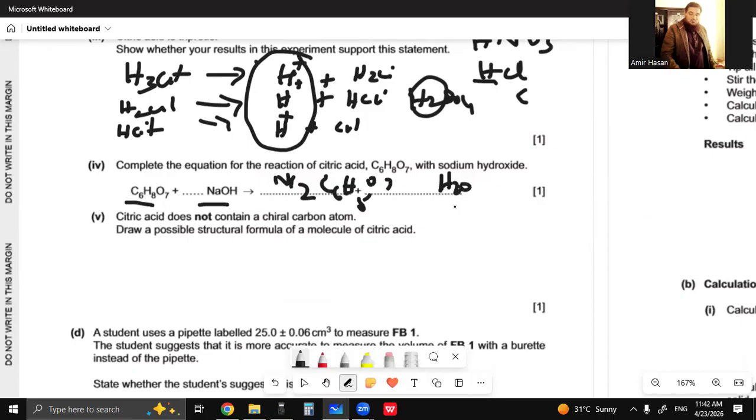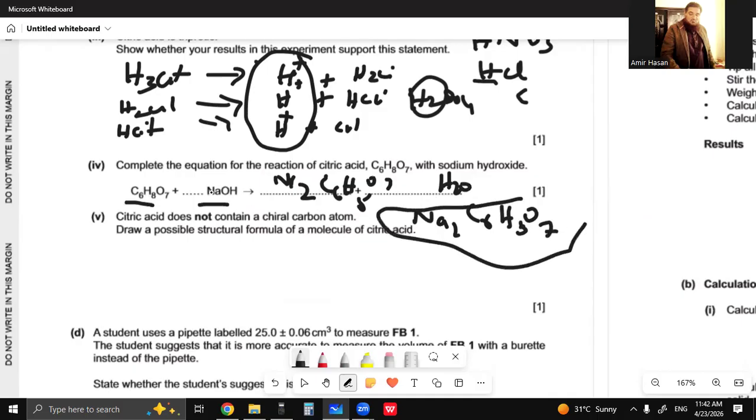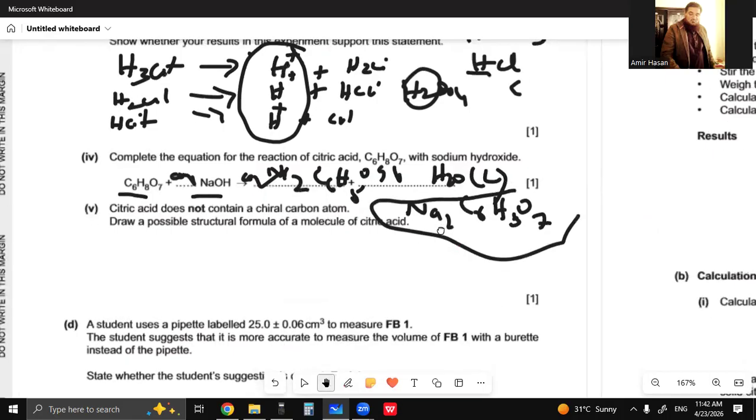Now what is the formula of sodium citrate? Na3C6H5O7. This type of salt is formed. Basically, the citric acid is aqueous, sodium hydroxide is aqueous, the salt is aqueous, and water is liquid. Now this is formed. Okay. These are the state symbols of the reaction.